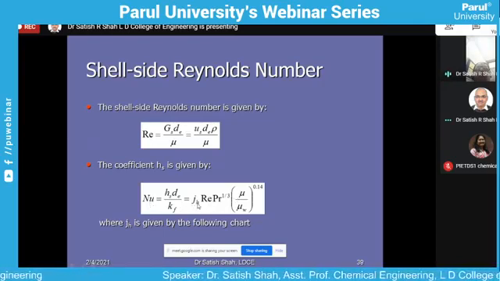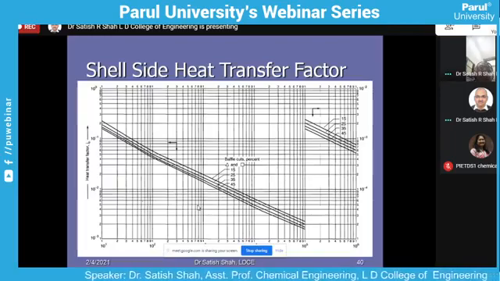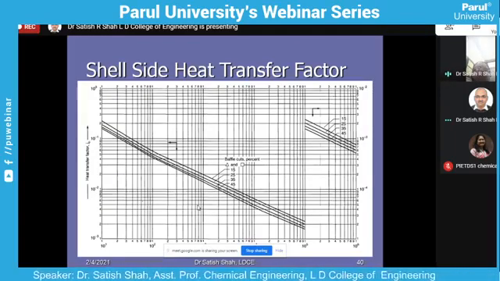So this JH, that is the shell side heat transfer factor, is available in the chart that I will show you now. This is the chart available. So you can use this chart, find out the value of JH, and find out the heat transfer coefficient.